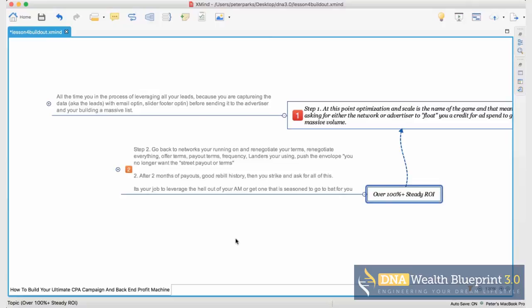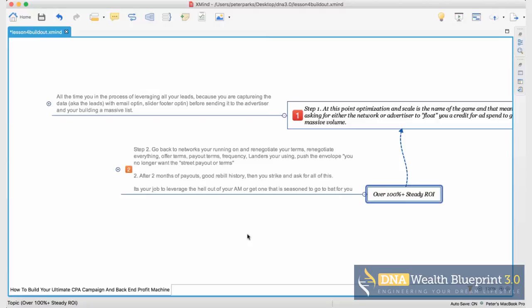It's your job to make sure you leverage all of this for your best output. Because at the end of the day, when it all comes down to it, the network or the advertiser really don't care about you. They don't give a rat's ass about you. All they care about is your traffic. So at the end of the day, you need to prepare yourself, think strategic, think long term, and think about building out an asset.